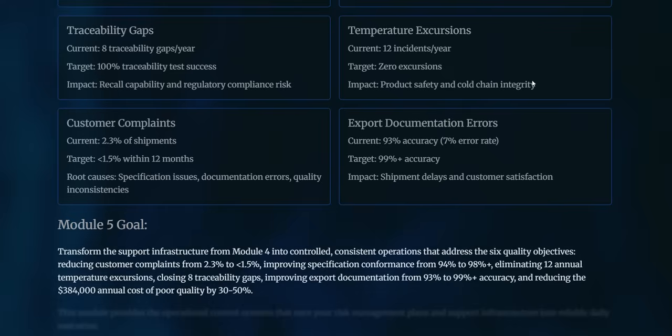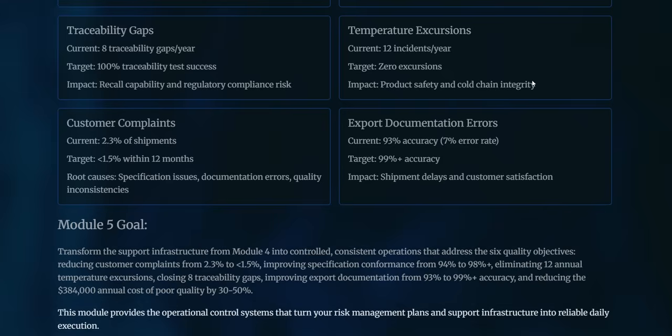Our goal with this Module 5 is to transform the support infrastructure from Module 4 into controlled, consistent operations that will address the 6 quality objectives: reducing customer complaints from 2.3% to less than 1.5%, improving specifications from 94% to 98%, eliminating 12 annual temperature excursions, closing 8 traceability gaps, improving export documentation from 93% to 99% accuracy, and reducing the 384,000 USD annual cost of poor quality by 30 to 50% within the next 18 months.